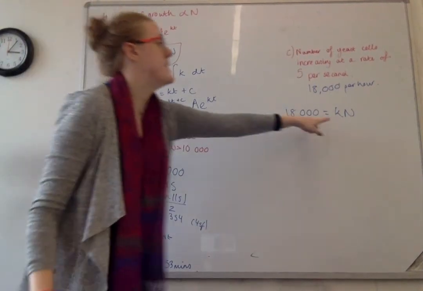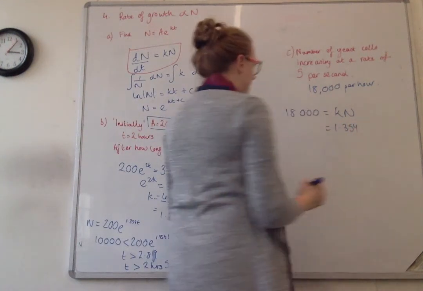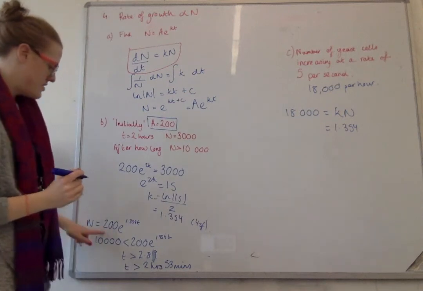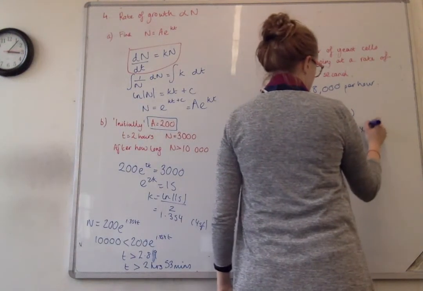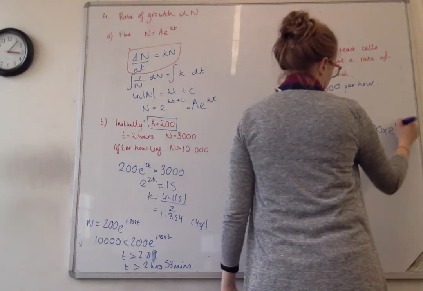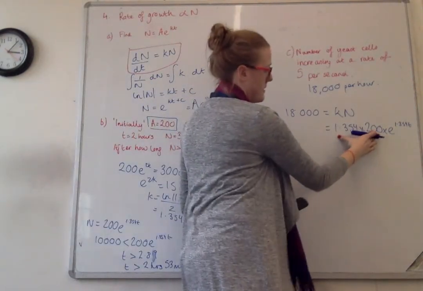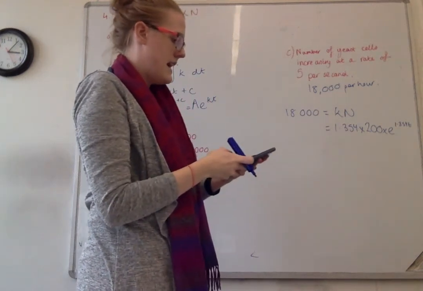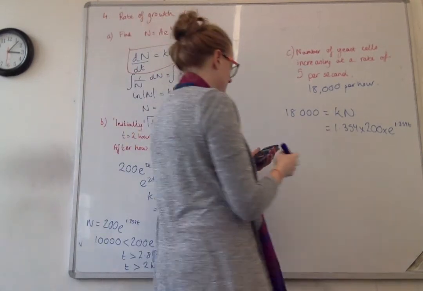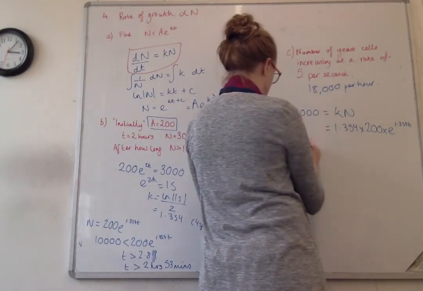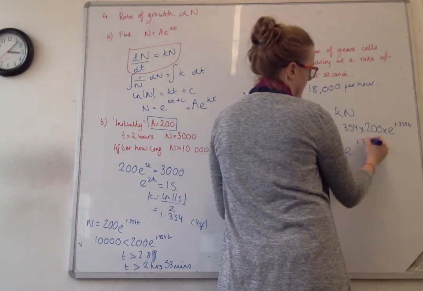But we know these things. We know that k is 1.354, and we know that n is 200 times e to the power 1.354t. So we can divide by this on this side here. So 18,000 divided by 1.354 times 200, and I get 66.47 is equal to e to the 1.354t.